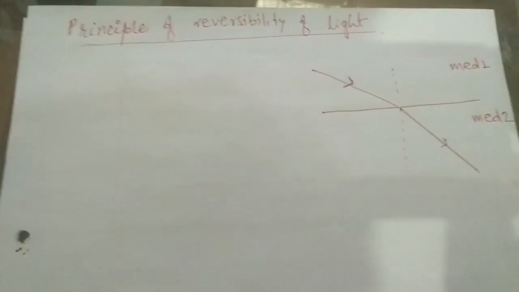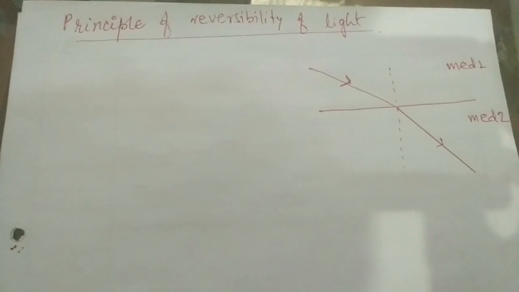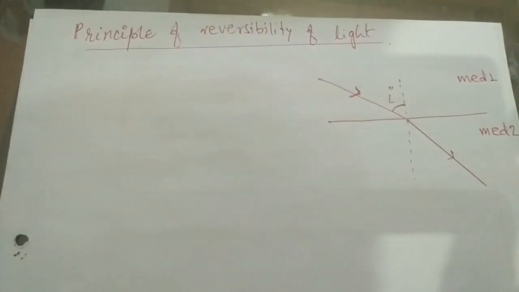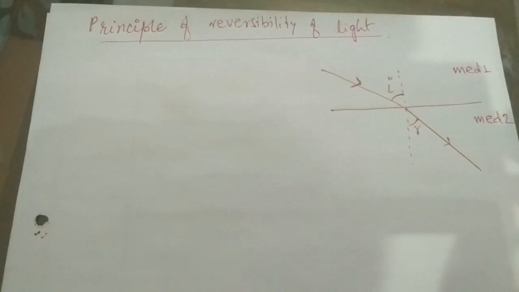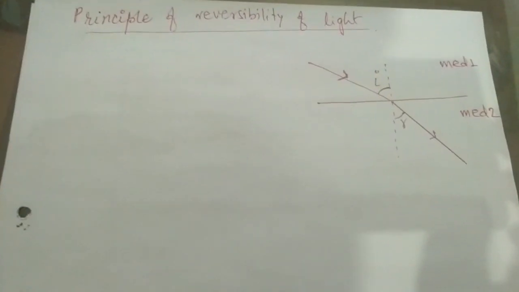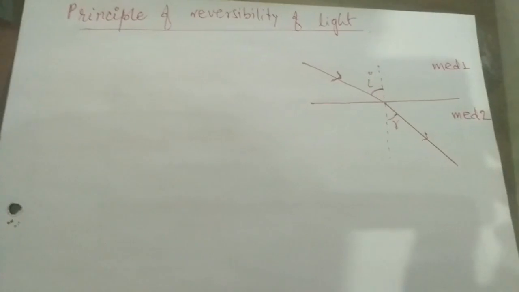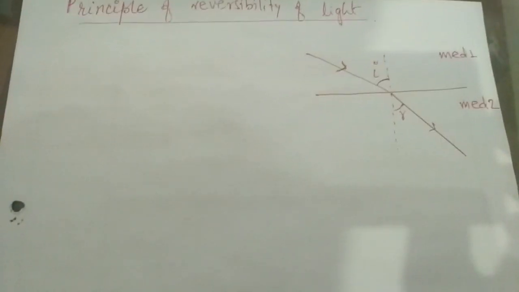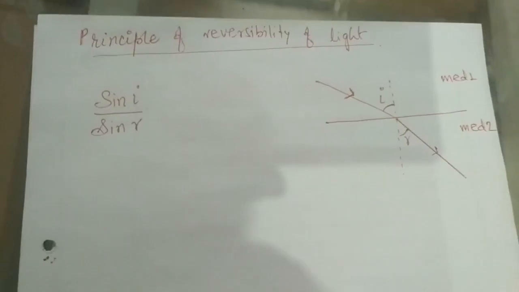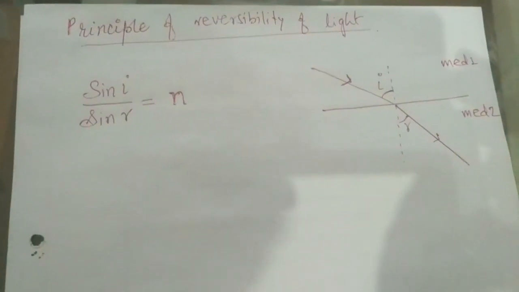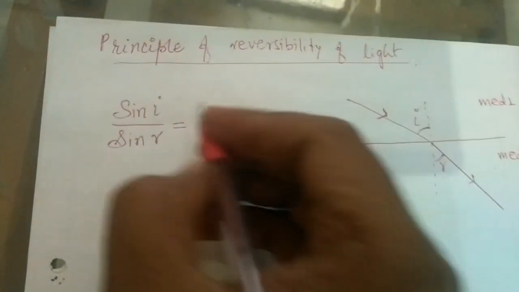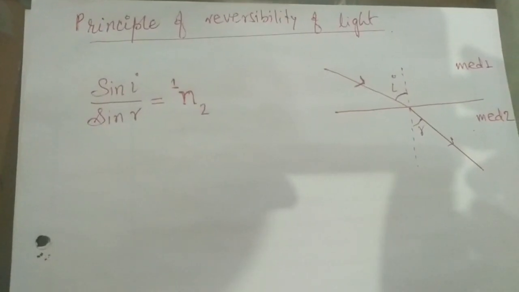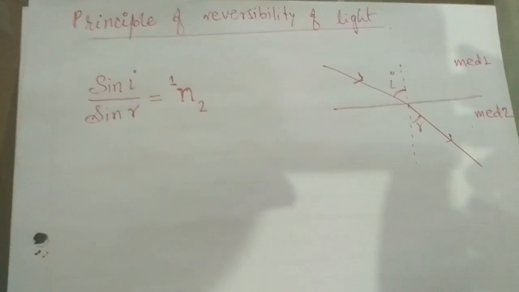like this, making the angle of incidence I and the angle of refraction small r. Using Snell's law for these two intervening media, we can write sin I by sin r is equal to the refractive index of medium 2 with respect to medium 1. So mention it, that is 1 and 2.